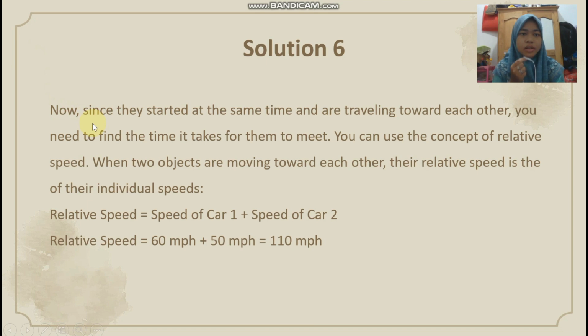Now, since they start at the same time and are traveling towards each other, you need to find the time it takes for them to meet. You can use the concept of relative speed. When two objects are moving toward each other, their relative speed is the sum of their individual speeds. Relative speed: speed of car 1 plus speed of car 2. Relative speed equals 60 miles per hour plus 50 miles per hour, equals 110 miles per hour.